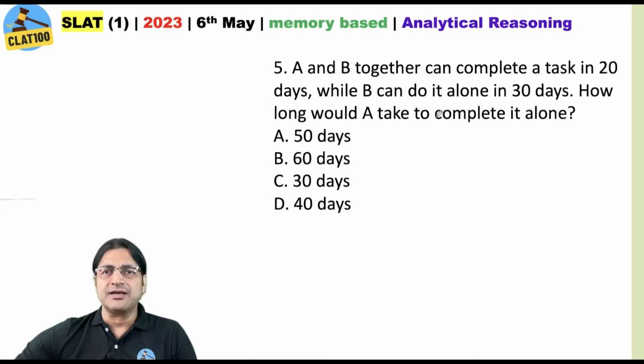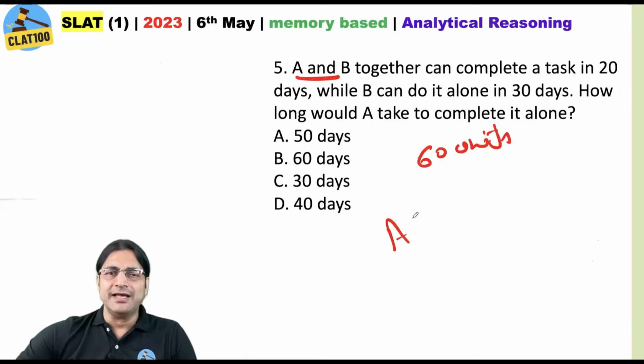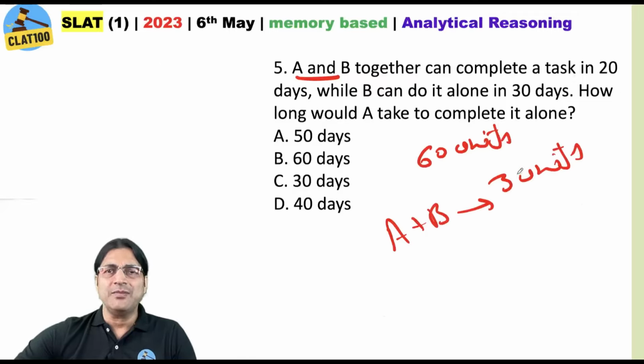A and B together can complete a task in 20 days, while B alone can do it in 30 days. Let the work be of 60 units overall. A and B together can complete the task in 20 days. So in one day, A and B would be doing how many units? 3 units. Why? Because in 20 days they do all 60 units.